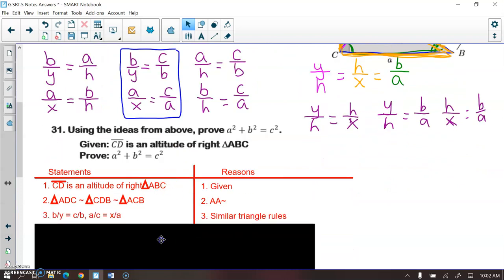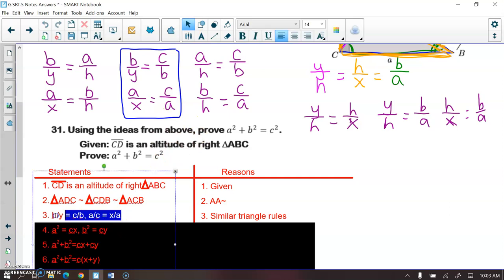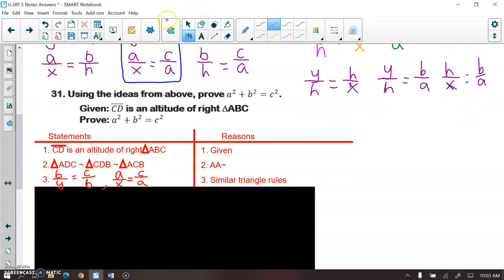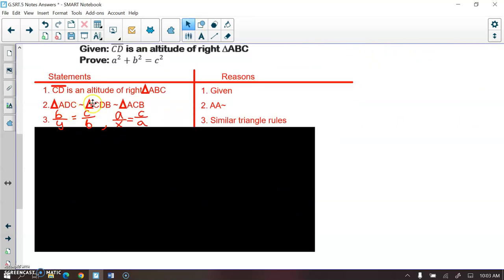But we can say that b over y is equal to c over b, and they wrote this a little bit differently. They wrote it as a over c is equal to x over a. You can write it like that, or you can write it how I wrote it. Actually, let's just write it how I wrote it. It's maybe a little easier to see if I write it like this. B over y is equal to c over b, and a over x is equal to c over a. That's similar triangle rules.